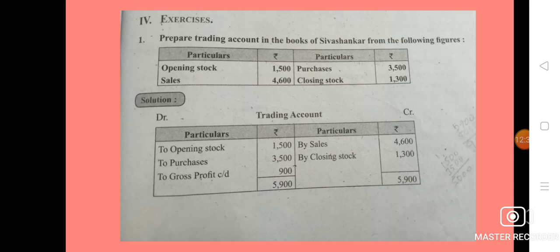All the direct expenses will appear in the trading account. There are two aspects to be followed. On the left hand side we mention the debit aspect, that is DR, debit. Then on the credit side, all the received items will be entered. Okay, so trading account, particulars, rupees.